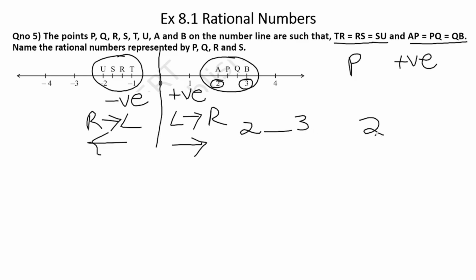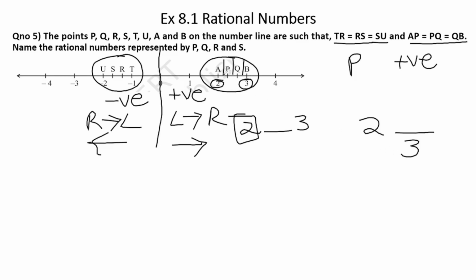So, write 2 first. 2 is the left side boundary value. Now, count how many equal parts are there between 2 and 3. 1, 2 and 3. So there are 3 equal parts between 2 and 3. So write 3 in the denominator. Okay. P is the first part, right?